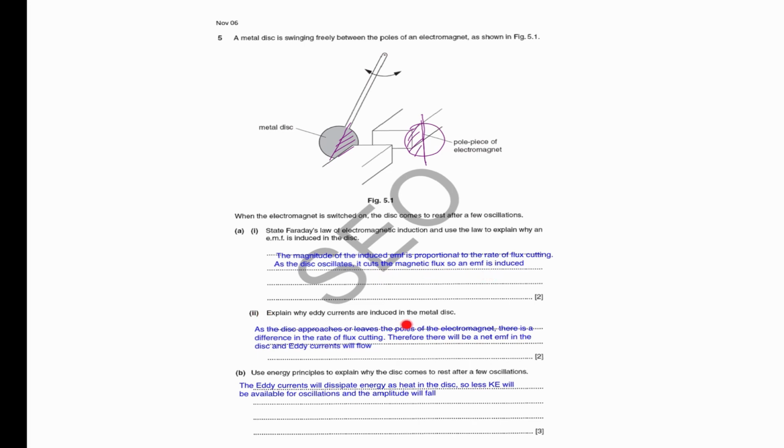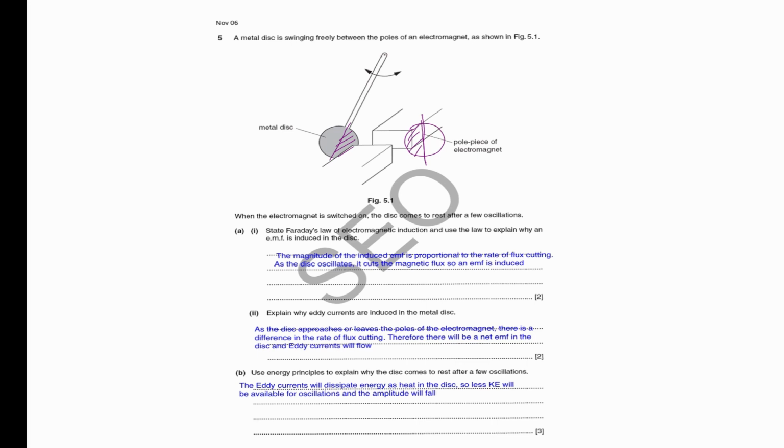Next one, explain why eddy currents are induced in the metal disc. Now, I want you to realize, whenever they want you to explain why there is current flowing in anything due to the induced EMF, you need to be able to tell them there's a net EMF. So what is net EMF? I will show you in a short while. But let me just tell you something about what is happening.